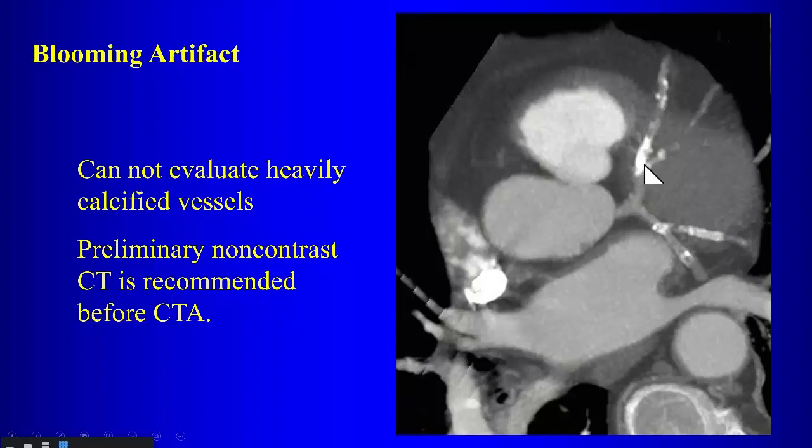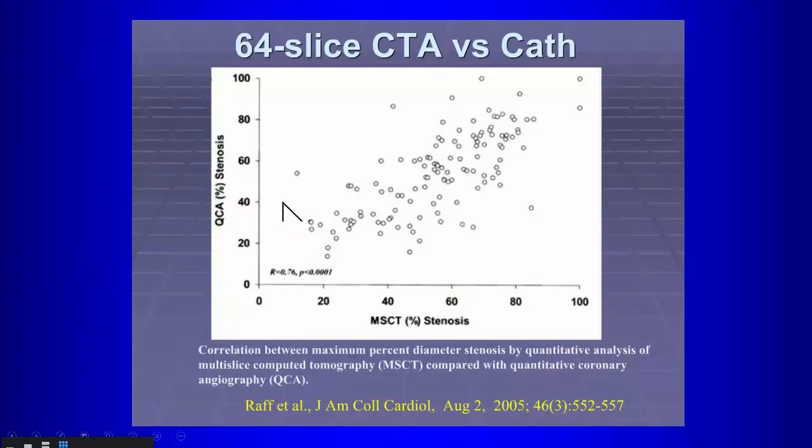Calcification of vessels. This is called blooming artifact, where when you have calcification of the vessel, it looks like the calcification takes up the whole vessel. So that's a problem with CT. So if you have very heavily calcified vessels on CT, that limits your ability to evaluate those vessels for stenosis. So we always do a non-contrast CT first, looking at the extent of calcification, and sometimes if you see that the vessels that you're most interested in are too heavily calcified, you may decide giving the contrast is not going to be worthwhile in that particular patient.